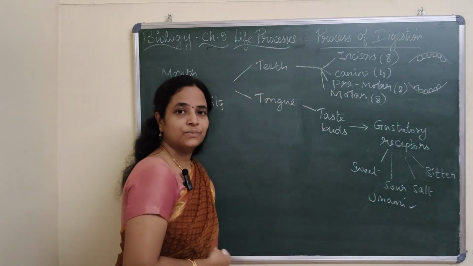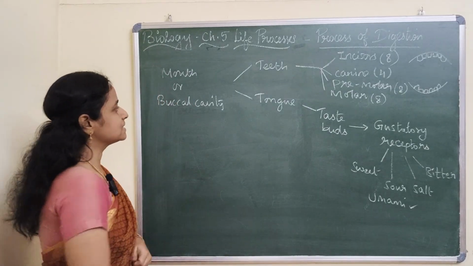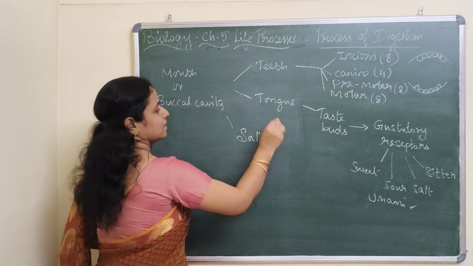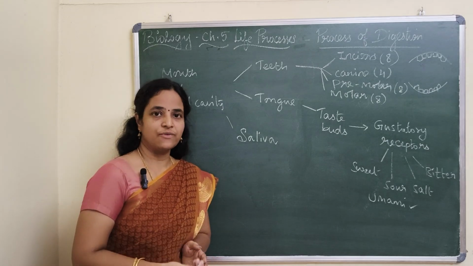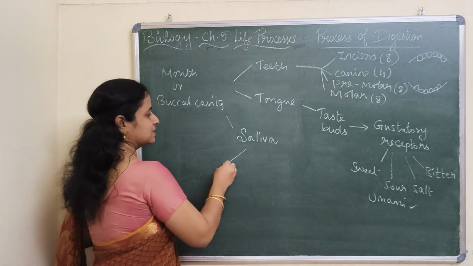This means we feel the taste of meat. Okay. And the next important one is saliva. So saliva plays a major role in the process of digestion. The saliva is secreted by 3 pairs of salivary glands.